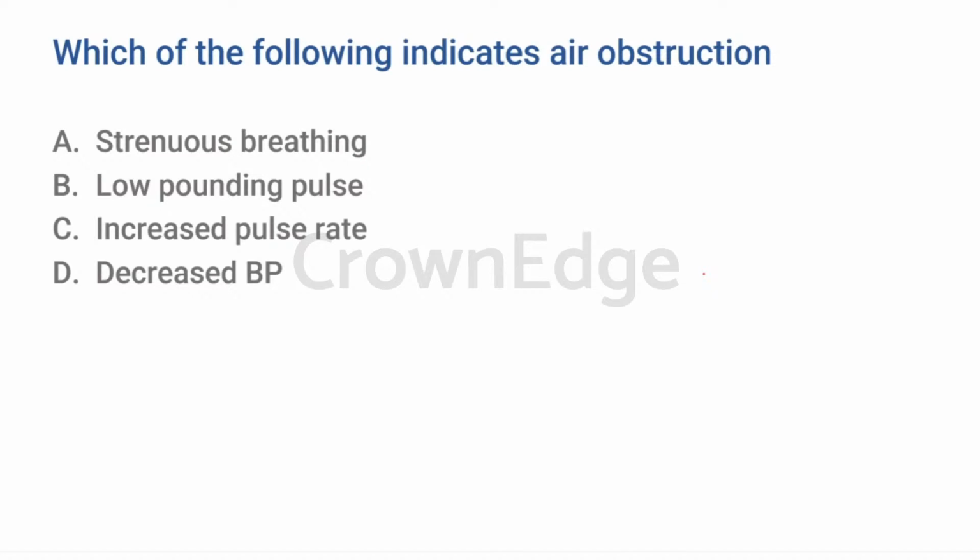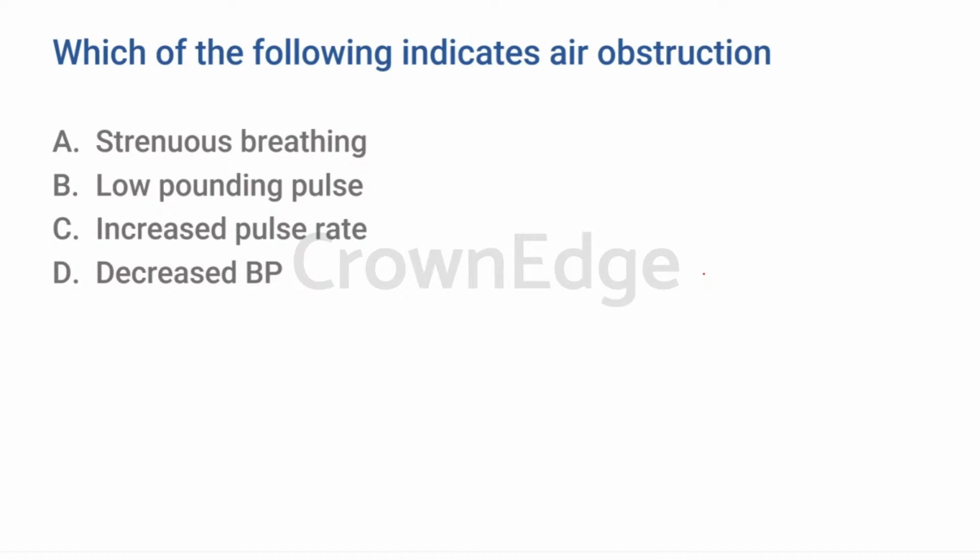Which of the following indicates air obstruction? Strenuous breathing, low pounding pulse, increased pulse rate, and decreased BP. Okay, the first thing that we've established is that we have to make sure there is a patent airway. There shouldn't be any obstruction of the airway. So how are we going to indicate? I hope you understand what can obstruct the airway in case of a head and neck trauma.